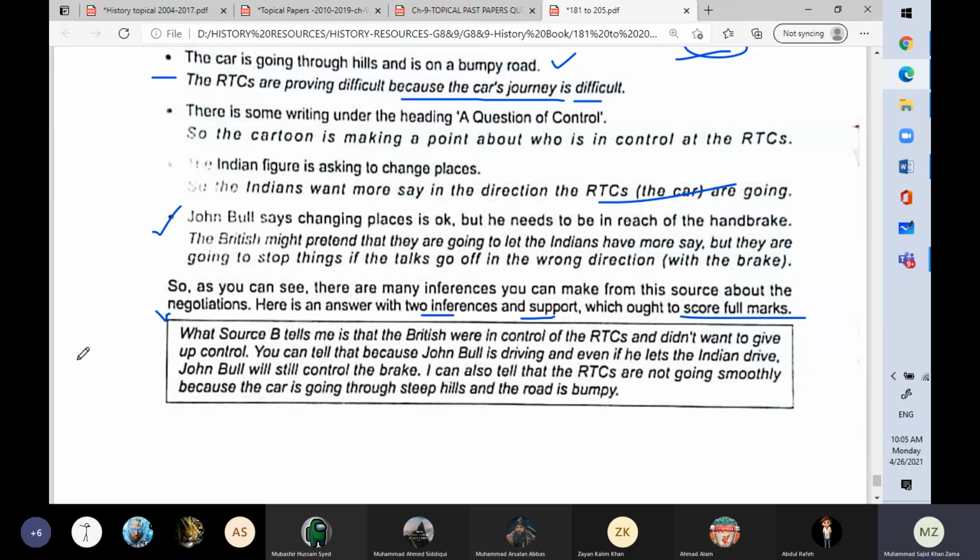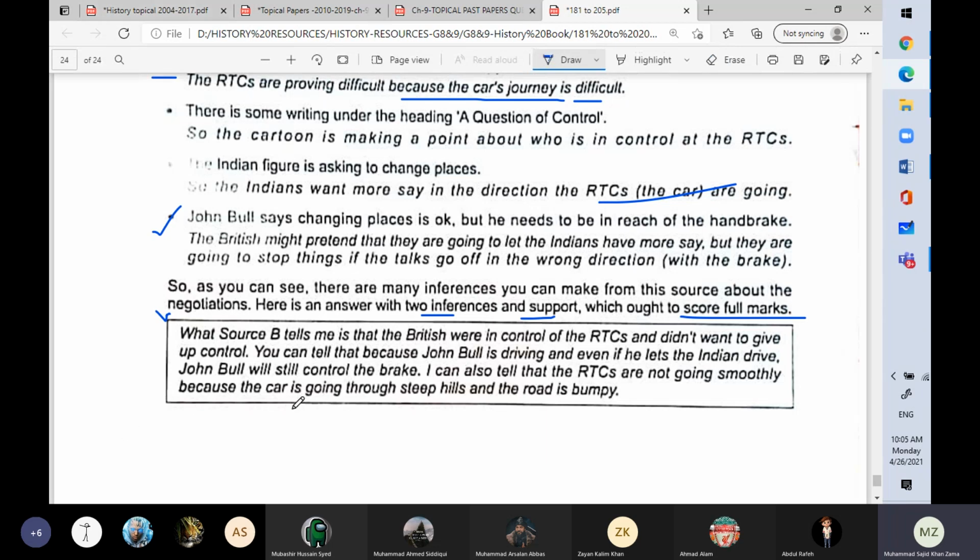Then your job is very simple: you identify two to three features, like what you see in the picture here as an example, the bumpy road or steep hill, or John Bull symbolically representing British control of India. Any feature you identify, you then interpret with reference to what was happening in that event, what it has to do with the event. So this is how you answer any source question. Is it clear?